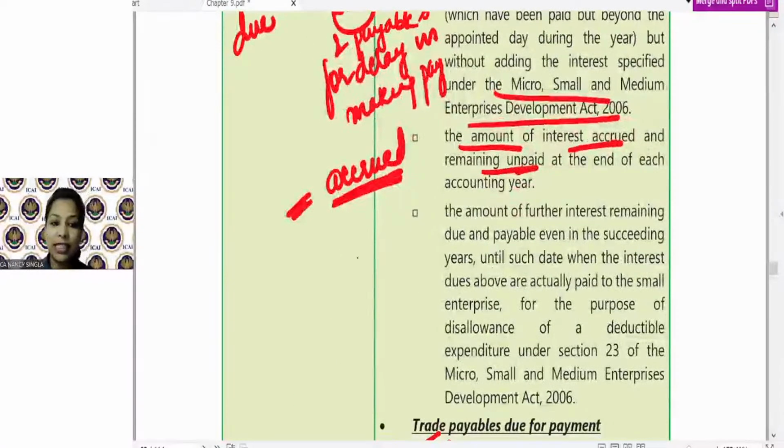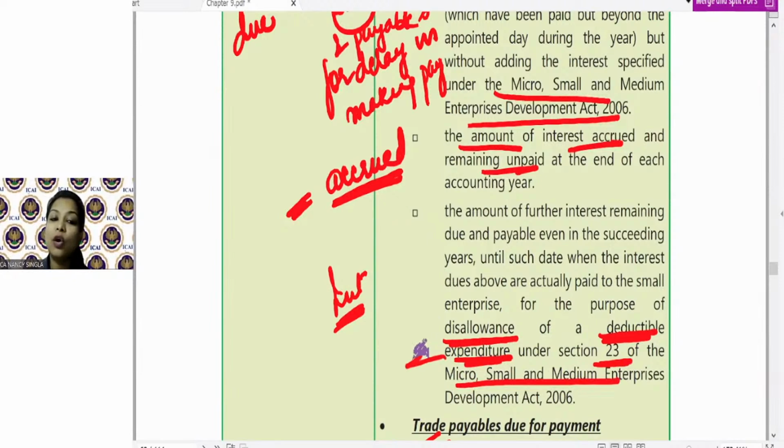And the last point says that such interest which is disallowed as a deductible expenditure under section 23 of the MSME Act. Disallowed where? Under the Income Tax Act 1961, है ना? So the interest, delayed interest payment which is disallowed under section 23 of the Micro, Small, Medium Enterprises Development Act 2006. So what are those payments? So such disclosures are to be made separately. ठीक है, is it clear? Simple है ना? ठीक है.